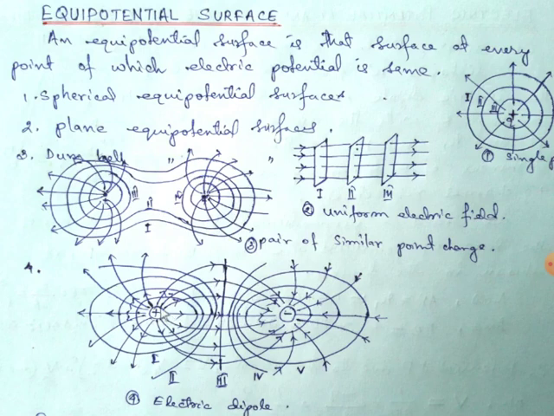But if they are dissimilar in nature, magnitude may be equal, but the nature will be different, just like an electric dipole. In that case, equipotential surface will not be in the shape of a dumbbell, rather it will be in the shape like this. Got it? These arrow lines represent electric field. Got it? Starting from the positive charge and ending toward the negative charge. These are the electric field lines.